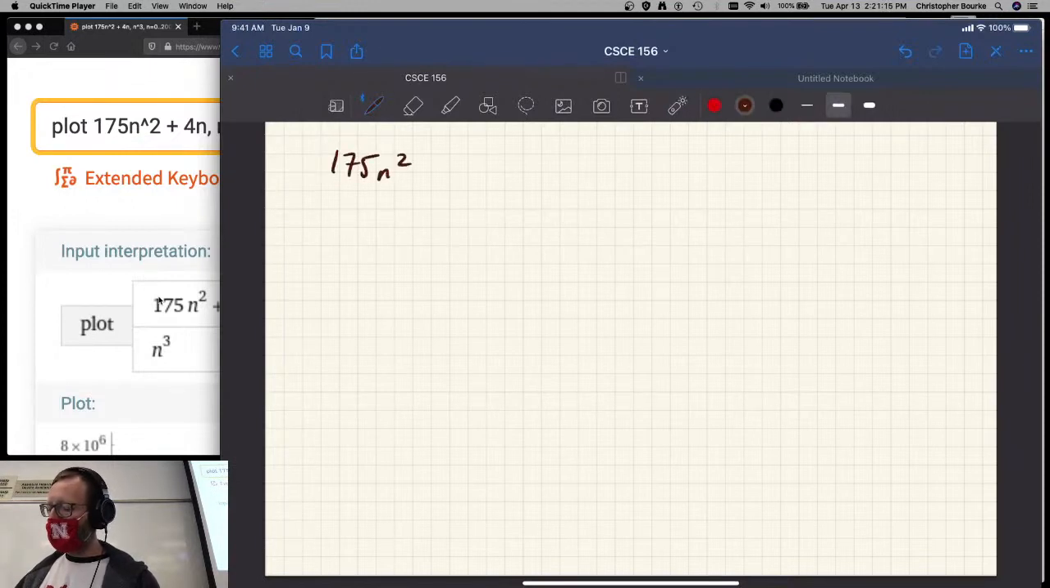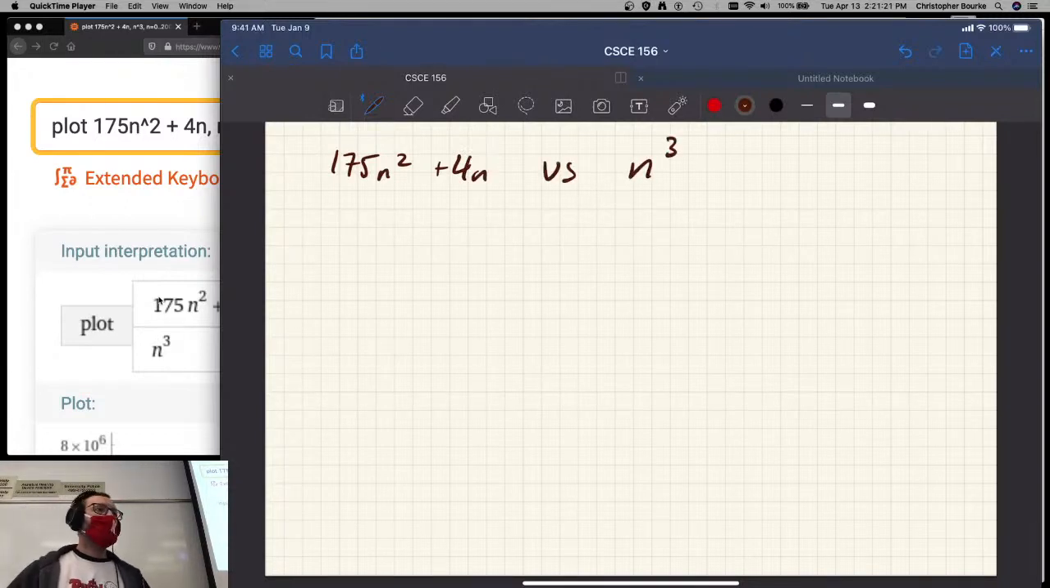175 n squared plus 4n versus n cubed. Okay? I'm going to fix c to be 1, and I want to find that n naught. So let's go ahead and set up that inequality in the definition, and let's see what it looks like when I get rid of c.